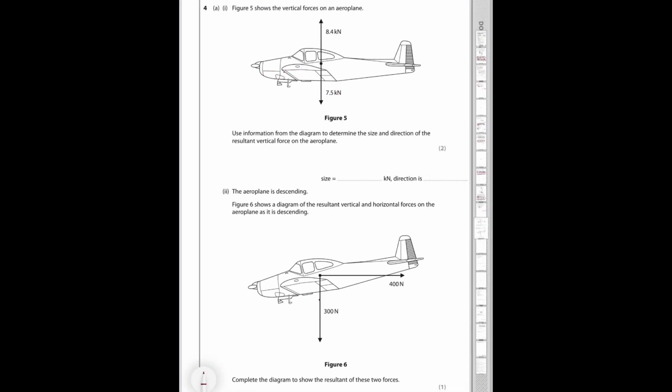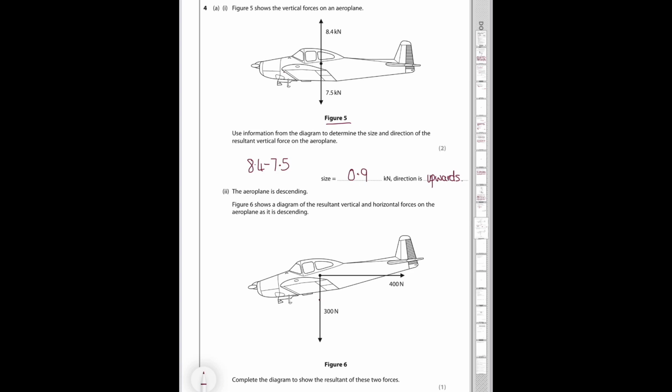For question 4, we are given figure 5, which shows the vertical forces on an aeroplane. Use the information from the diagram to determine the size and direction of the resultant force on this aeroplane. So to work out the size of the resultant force, we would do the upwards force, which is the larger force, 8.4, take away the downwards force, which is the smaller force, 7.5, and that gives us a size of 0.9 kilonewtons. And because the larger force was in the upwards direction, the resultant force would also be in the upwards direction.